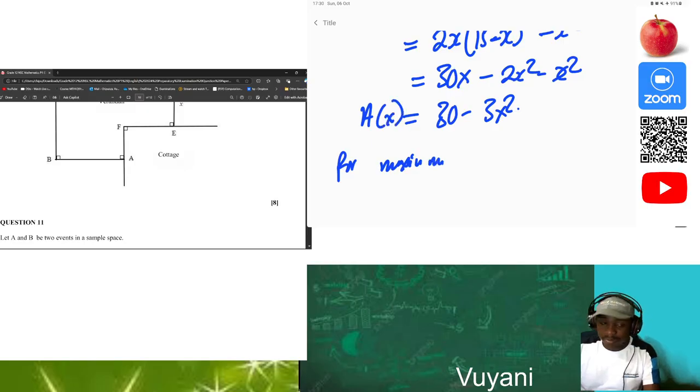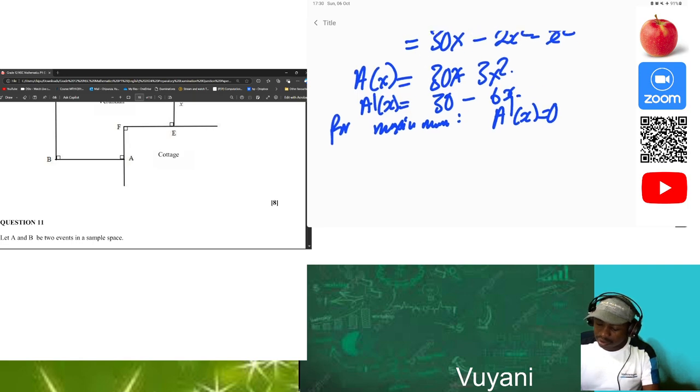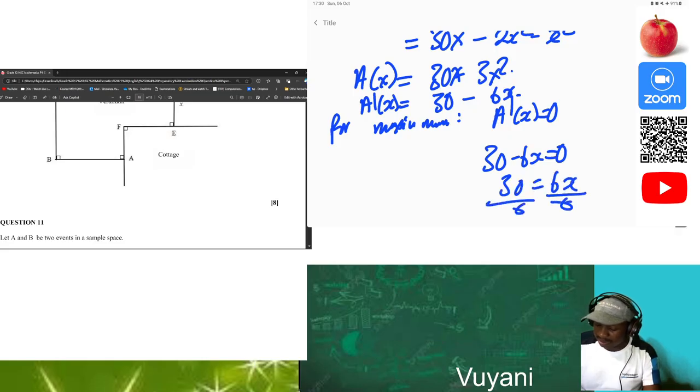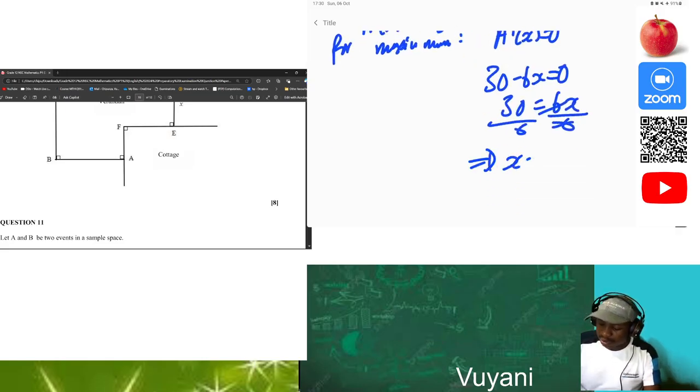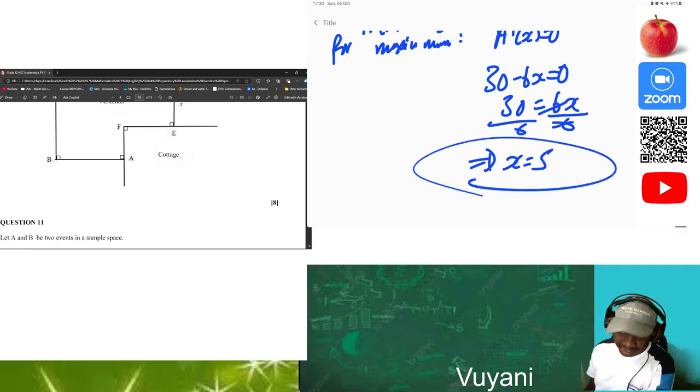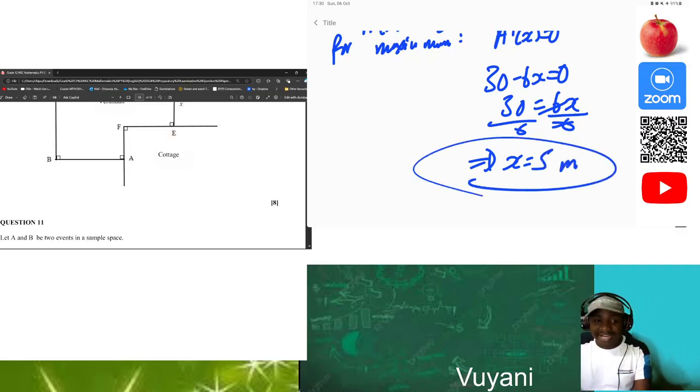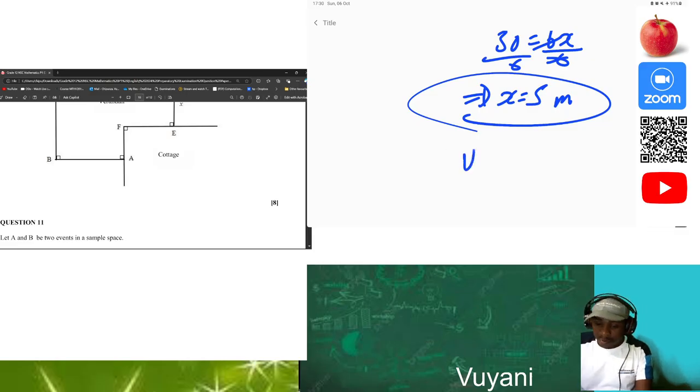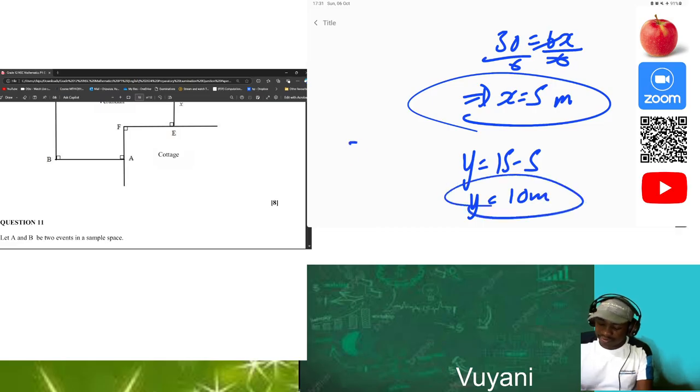So for maximum we know that we need our A prime of X to be equal to 0. So let's find our A prime. A prime of X will now be 30 minus 6X. For maximum, A prime of X is equal to 0, so 30 minus 6X is equal to 0, then 30 is equal to 6X, then divide both sides by 6, and definitely your X will be equal to 5. Now that X is equal to 5, we can find our Y value, because we know that Y is equal to 15 minus 5, so your Y will be equal to 10 meters. So your X value is equal to 5 meters and your Y value is equal to 10 meters.